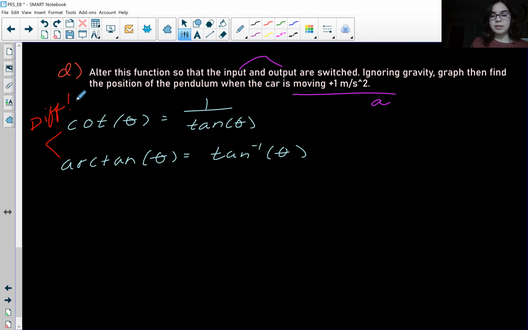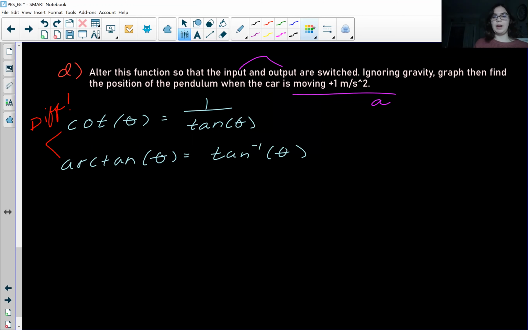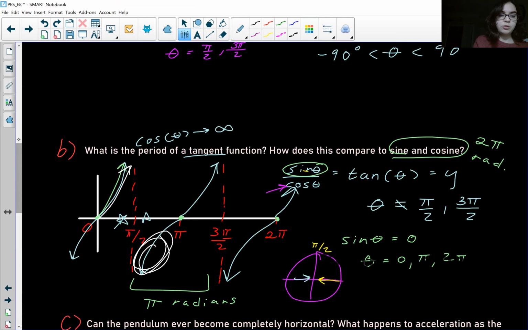The question is asking to switch the input and the output. And we know from inverses that when we see words like that, it means that we're taking the inverse. That's the whole point of doing that. So that's what we're going to do. Let's go ahead and write out our function. It's all the way at the top here.